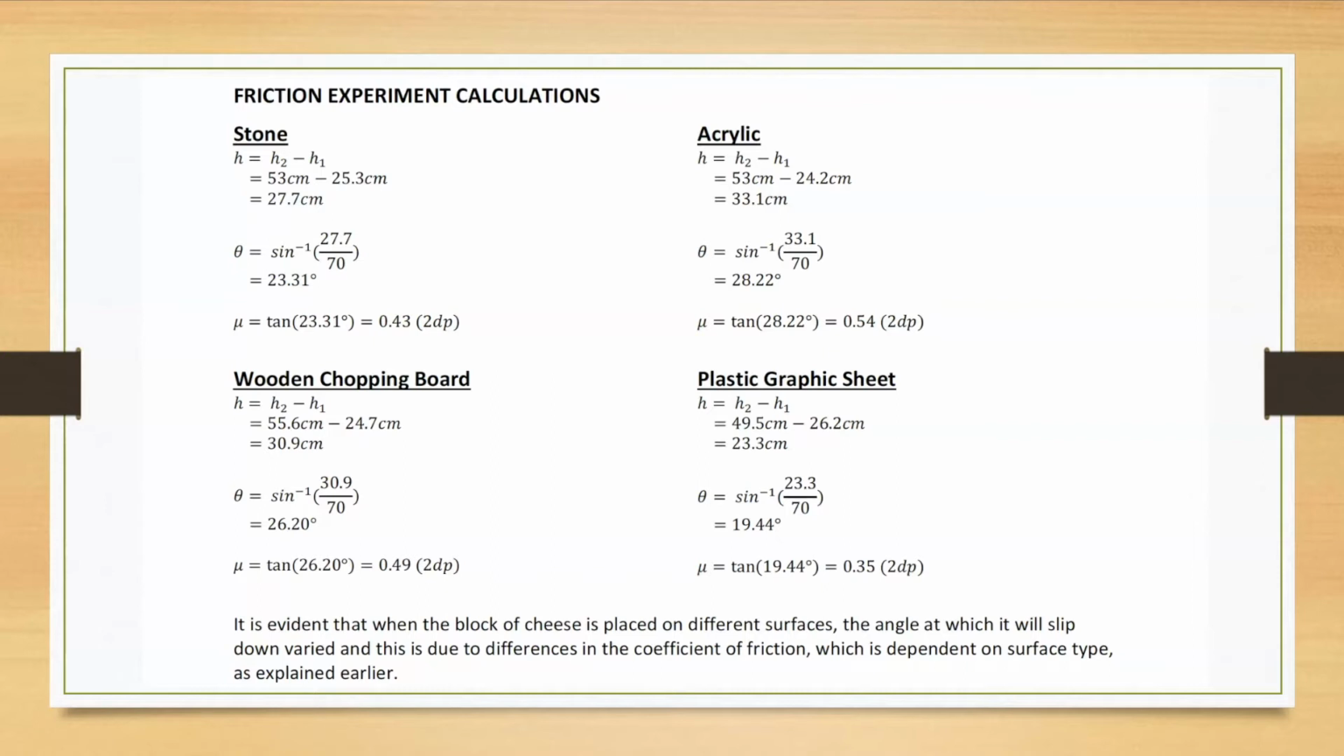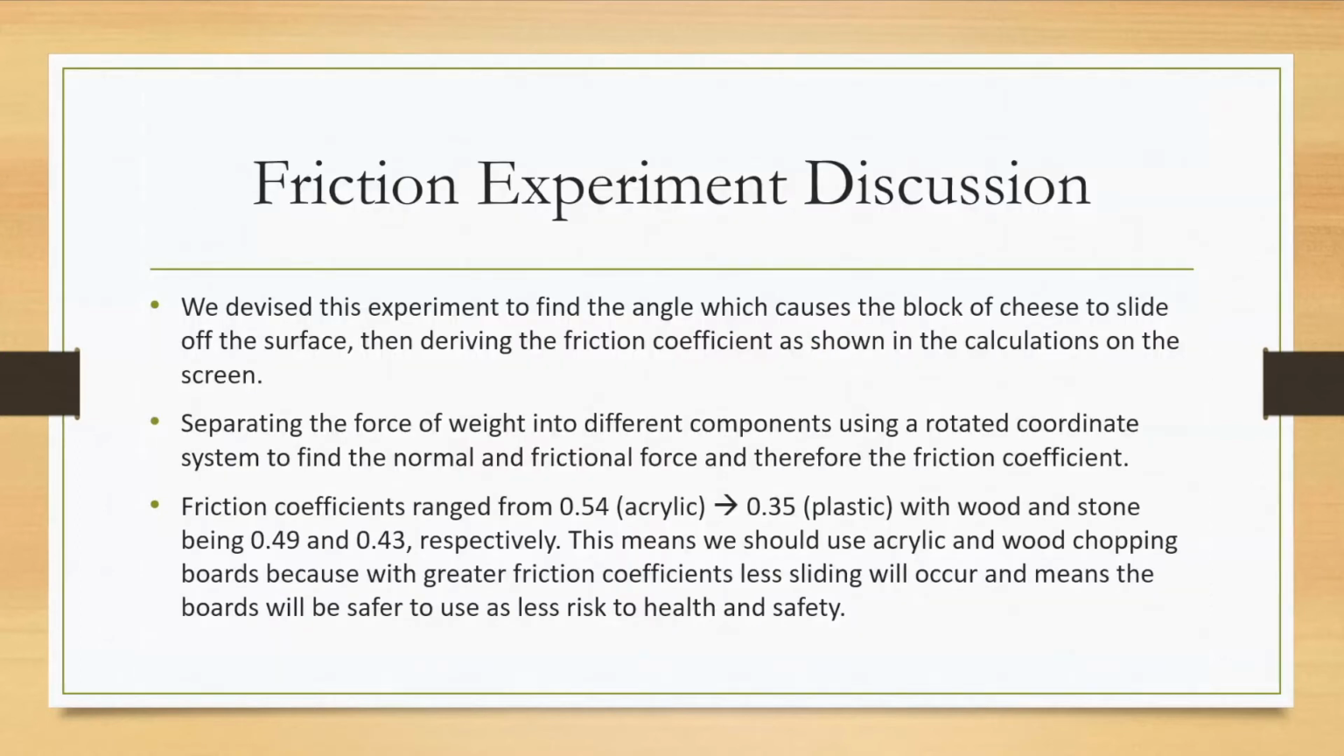The result is that acrylic and wooden surfaces had the highest coefficients of friction, and the plastic graphic sheet had the lowest. Hence, we can conclude that the acrylic and wooden chopping boards are the most suitable surfaces due to their greater coefficient of friction, meaning that less sliding will occur, as we saw with the block of cheese, and that these boards will be safer to use in terms of health and safety.